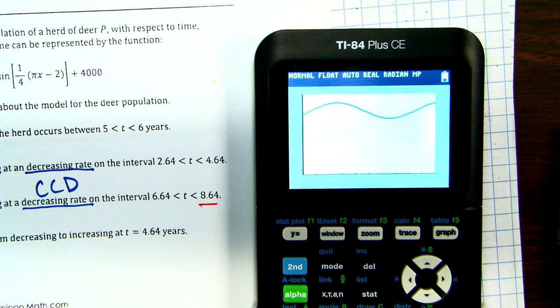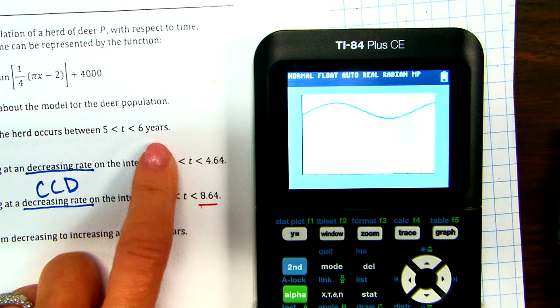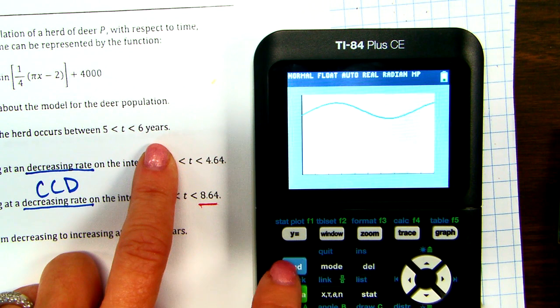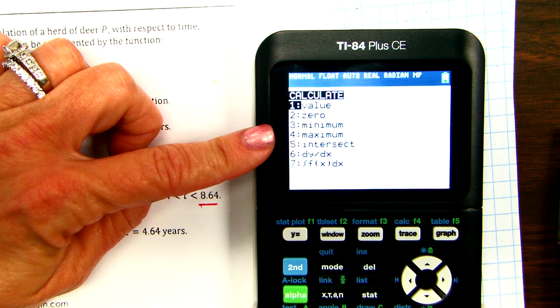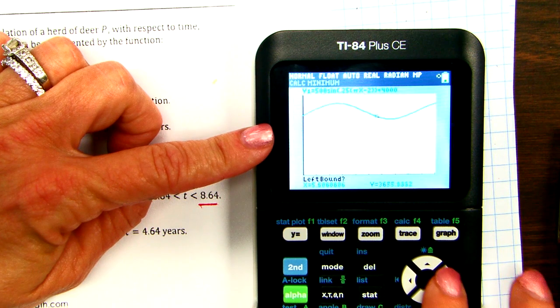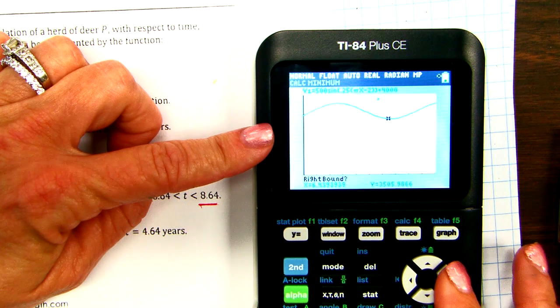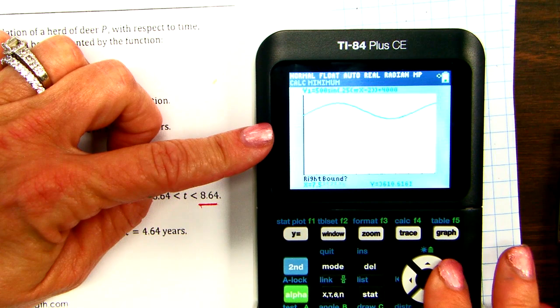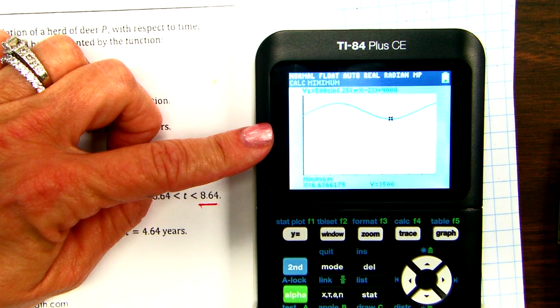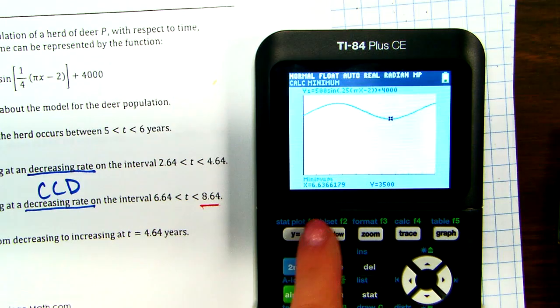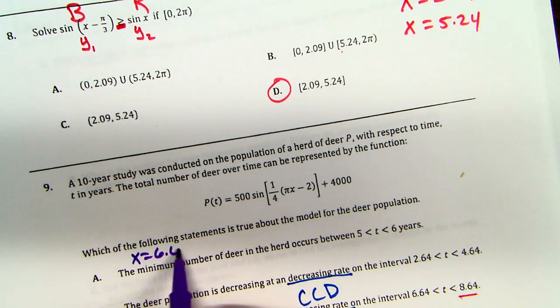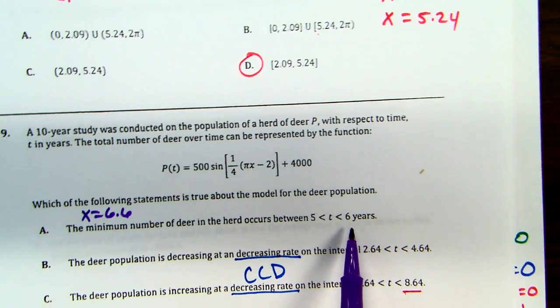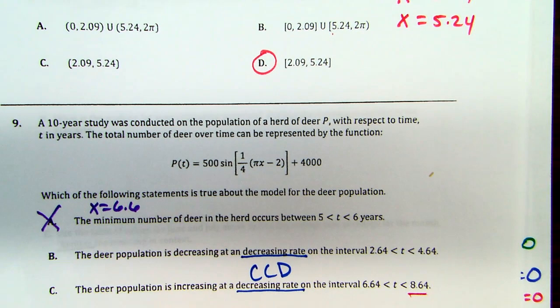So let's look at choice A. Is the minimum amount between 5 and 6? So back to our second calc, and minimum is number 3. So go over towards where your minimum is. Remember, it does not have to be super perfect. And I get a minimum of my value. My minimum is at x is 6.63, right? My minimum is at 6.6. That's right. Is that between 5 and 6? No. Nope, can't be that. Okay.